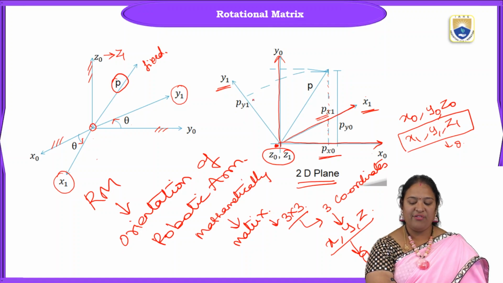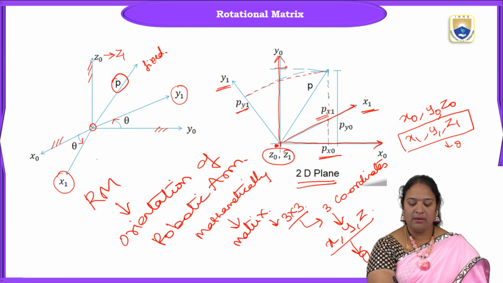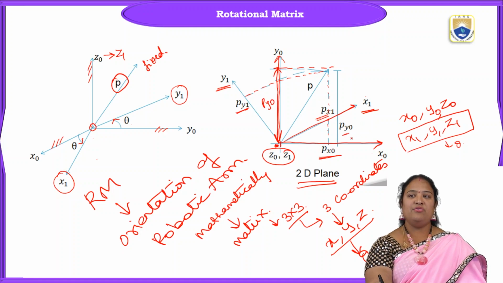In the same way, when we consider the y-axis and draw a perpendicular line from the point P onto the y1 axis, it gives us a vector py1, and when we drop it onto the y0 axis, this path is called py0, which we have represented here.